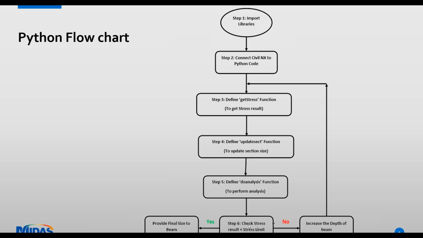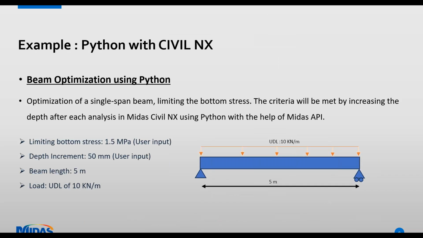So it will keep on checking the stress, and if the stress is within the limit, yes, it will provide the final size to that beam. If not, then it will keep on iterating the depth, and it will give the stresses. So that is how that function will work. That way we can create our own flowchart for the required output, and based on that we can give multiple iterations. So let's see that example in detail, like how we can create this Python code.